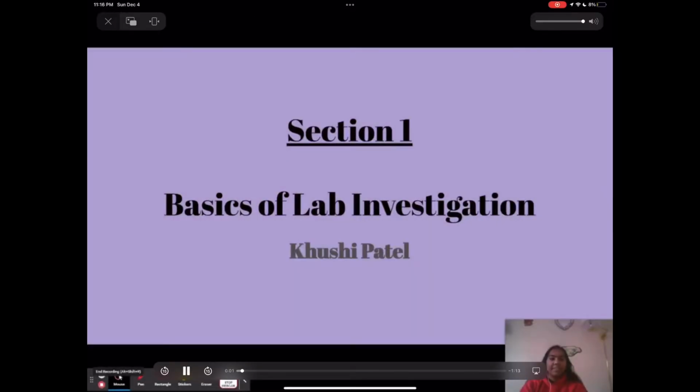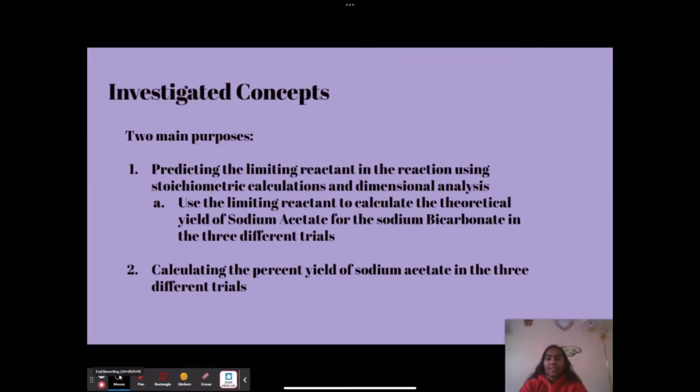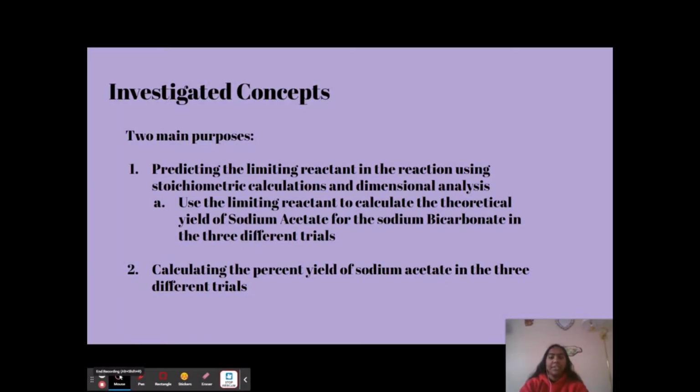Section 1, Basic of Lab Investigation. We have two main purposes that connect the concepts of limiting reactant, stoichiometry, and percent yield. The first purpose is to predict the limiting reactant in the reaction between sodium bicarbonate and acetic acid, which produces carbon dioxide, water, and sodium acetate. In order to find the limiting factor, we will use stoichiometric calculations and dimensional analysis.